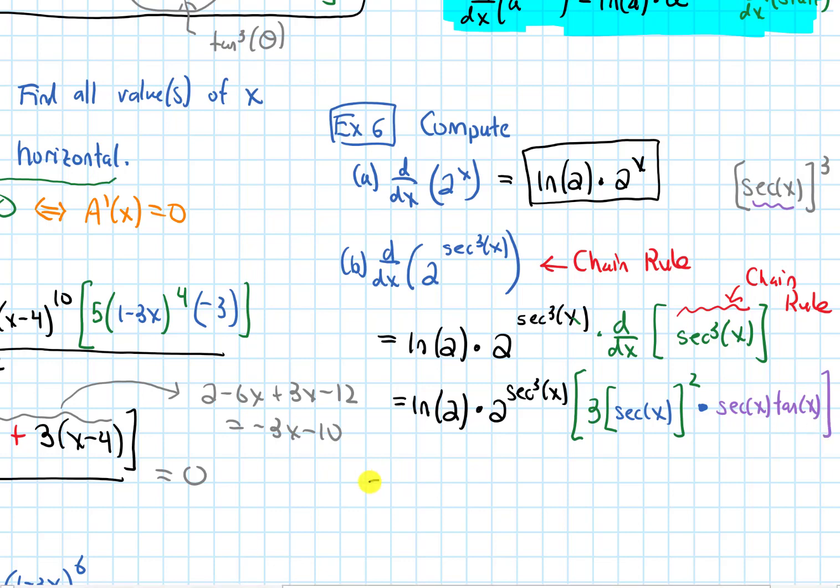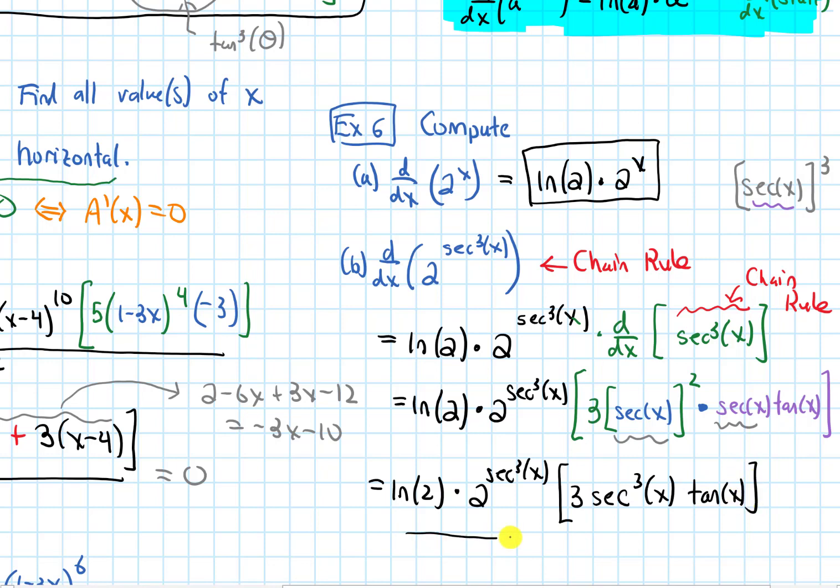I'm just going to simplify one thing. This is ln of 2 times 2 to the secant cubed of x. Let's see, and then I got times 3. I'm going to rewrite this secant of x being squared as secant squared x, and I can multiply by this secant x to get secant cubed x, and then times tangent x. And I would leave it like that. That is my derivative.